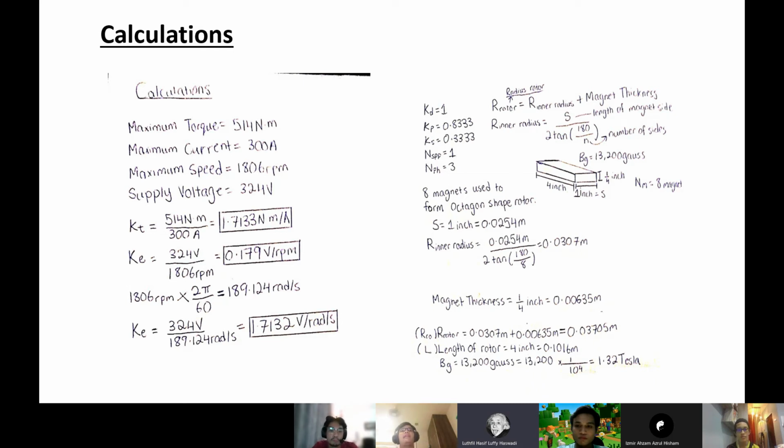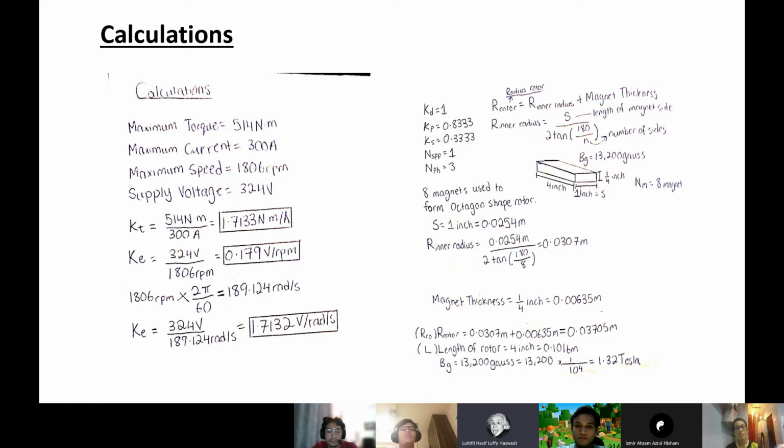As we know, KD, KP, KS, NSPP, and NPH are constants. So KD is equal to 1, KP is equal to 0.833, KS is 0.3333, NSPP is 1, and NPH is 3. We can use these values to help calculate the number of turns in the coil.